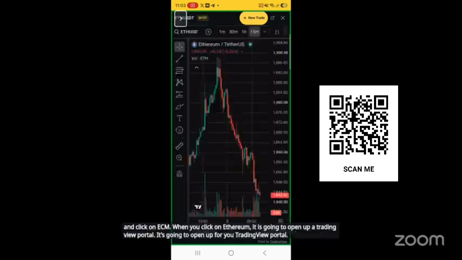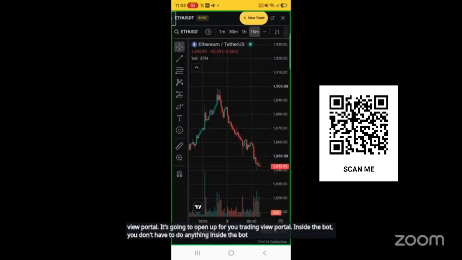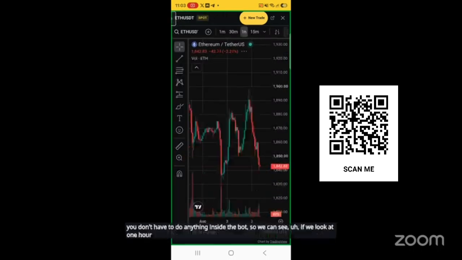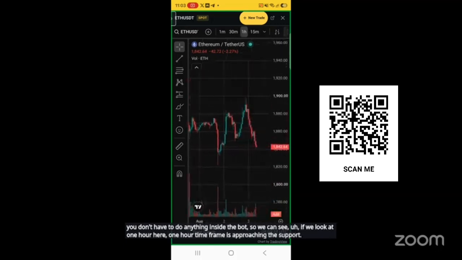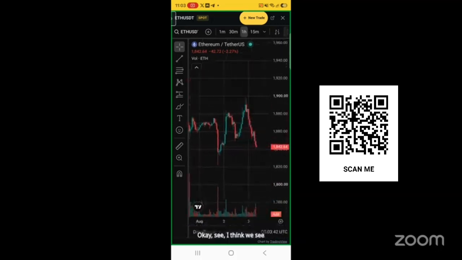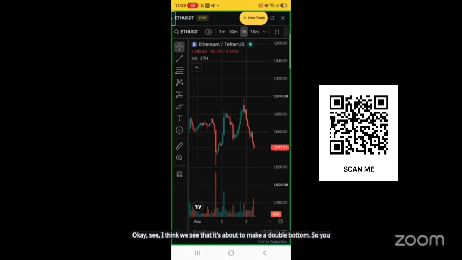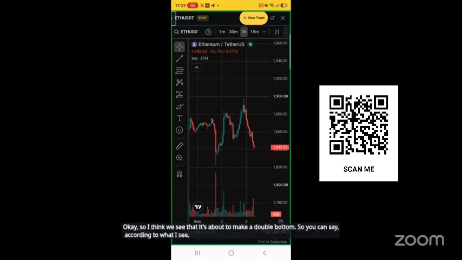Inside the bot, you don't have to do anything. So we can see, if we look at the 1 hour time frame, it is approaching the support. I think we see that it's about to make a double bottom. So you can say, according to what I see, maybe I long from here or I short from here. This is now for advanced stuff, for people who know trading really.